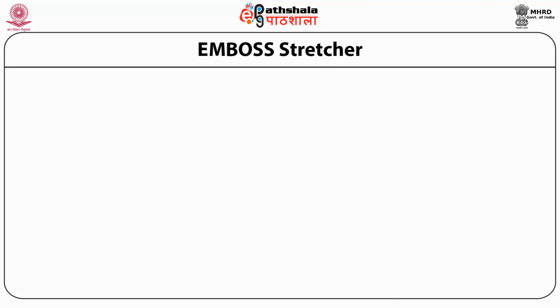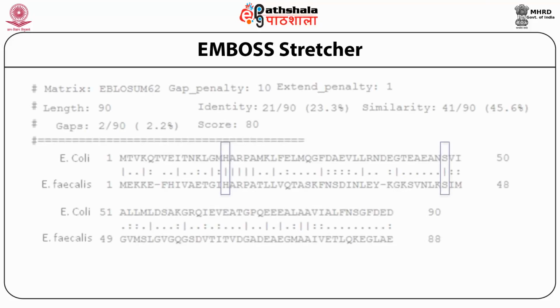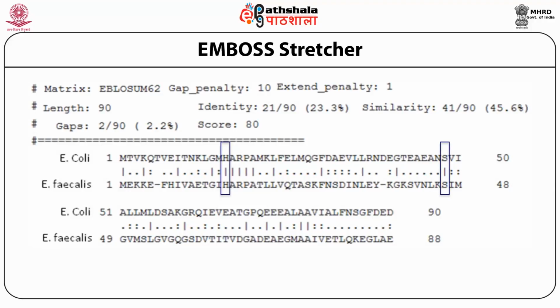An EMBOSS Needle alignment between HPR of E. coli and HPR of E. faecalis using BLOSUM62 with opening gap penalty 10 and extend gap penalty 1 was constructed. This alignment reported 23.3% identities for the overlap alignment length of 90 positions.